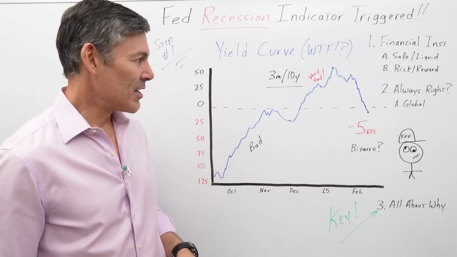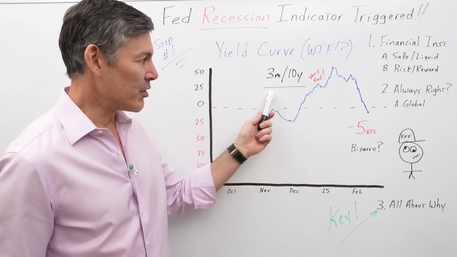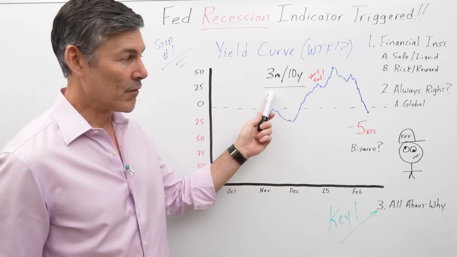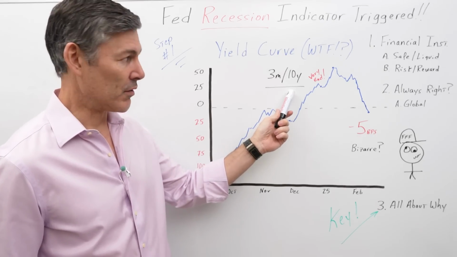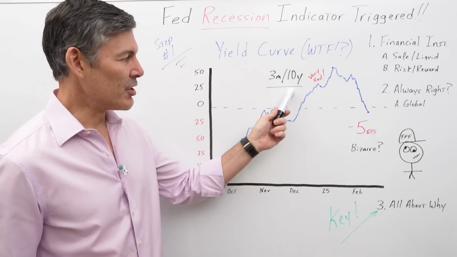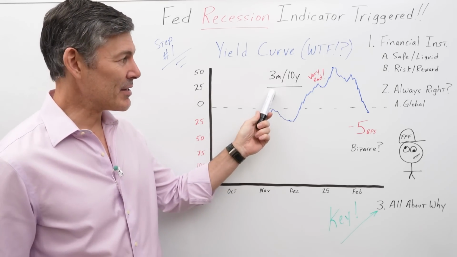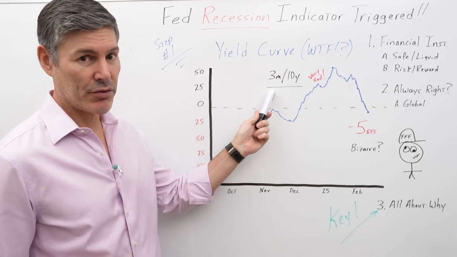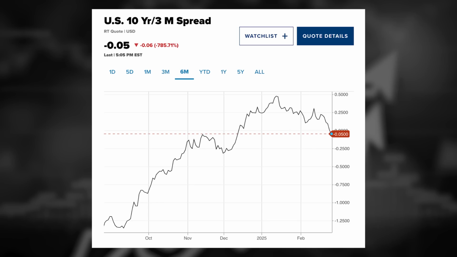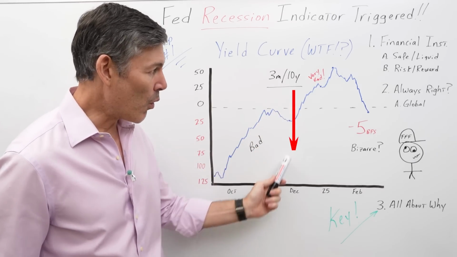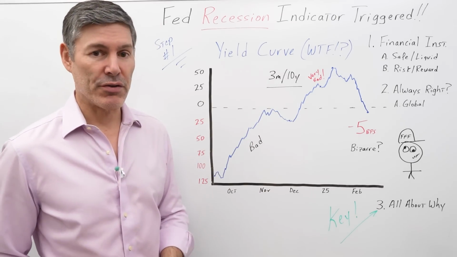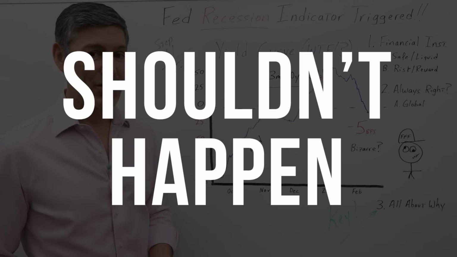So this is the 3-month Treasury yield versus the 10-year Treasury yield. Probably a better way to say that is the 10-year Treasury yield minus the 3-month Treasury yield. So we go back to October of last year, and the curve was massively inverted. That means the 10-year Treasury yield was actually lower than the 3-month Treasury yield, something that really shouldn't happen.